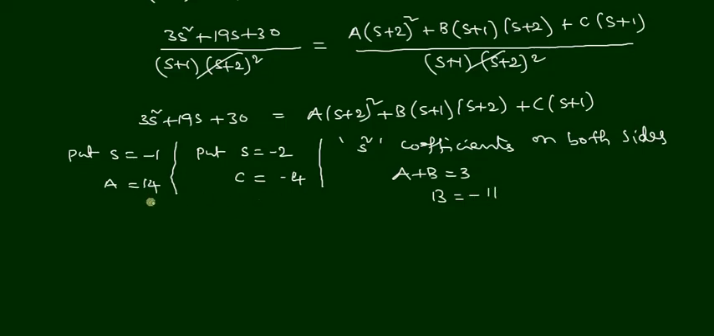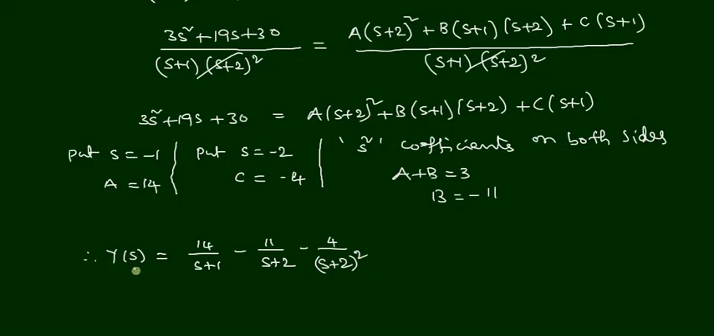Now we'll substitute these values of A, B, C in the equation. So we'll get Y(s) equals, A value is 14, so 14 by (s + 1), plus B value is minus 11, so minus 11 by (s + 2), and C is minus 4, so we write minus 4 by (s + 2)².